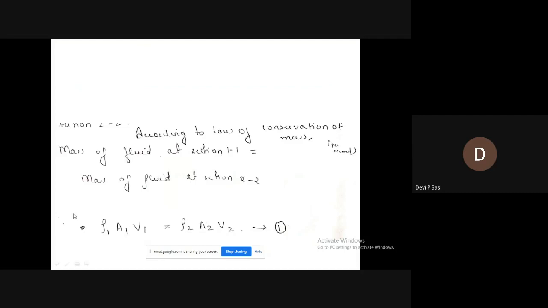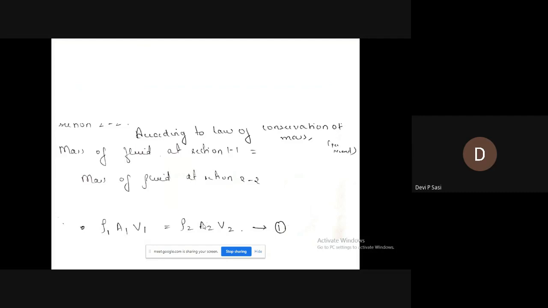So for incompressible flow, the term rho gets cancelled. So for them, we may write A1 V1 is equal to A2 V2. In case of incompressible fluids, the density is equal, so we may write A1 V1 is equal to A2 V2. This is how we can represent the continuity equation in the simplest manner.